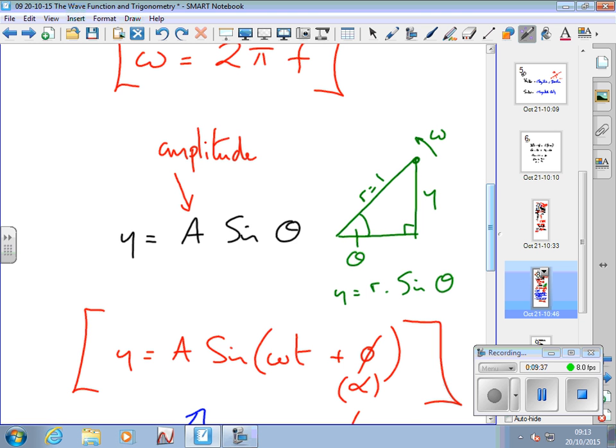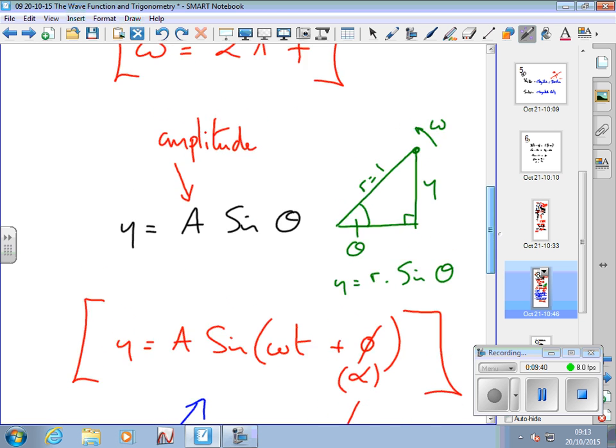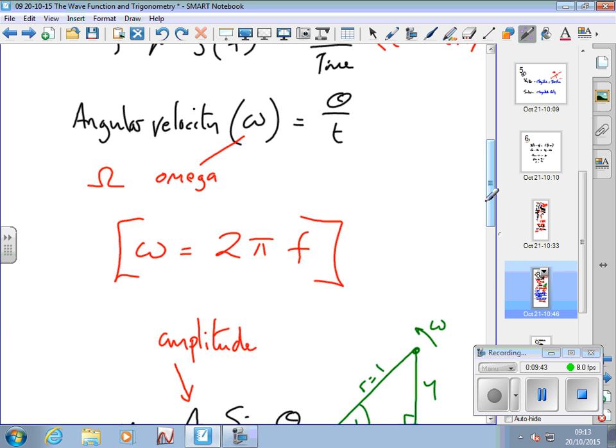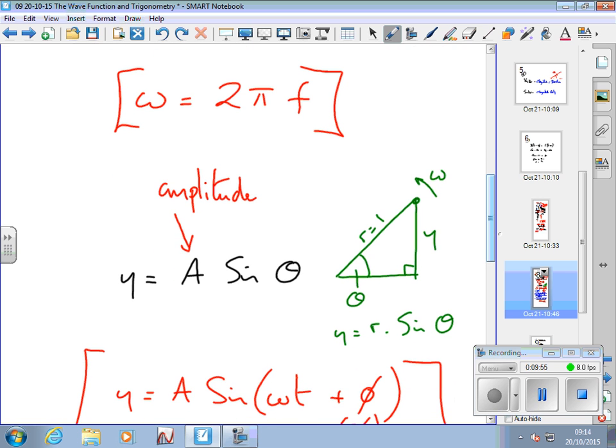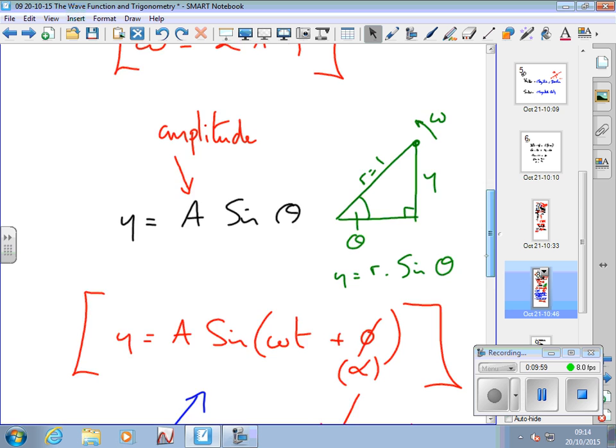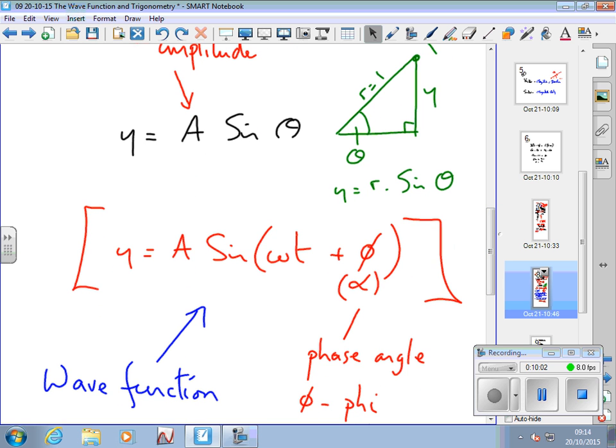If we think of theta in terms of the angular velocity, we've already got that omega equals theta over t, so this formula can rearrange to give theta equals omega t. Then instead of theta in this equation here, we write omega t, we've got our wave function. y equals A sine omega t here. So that's the basic formula for the wave function, y equals A sine omega t.